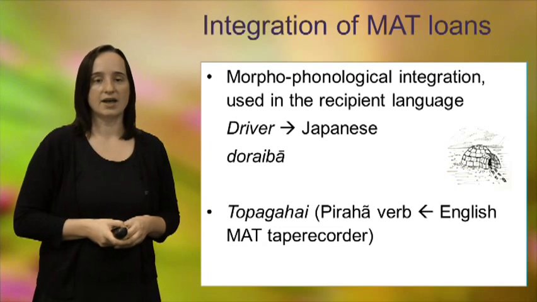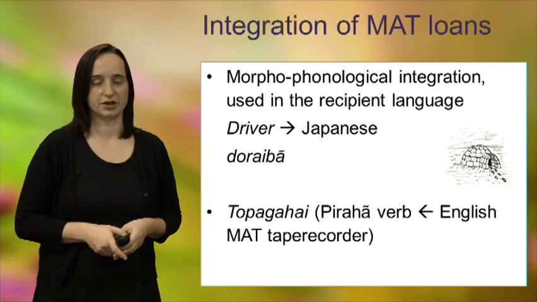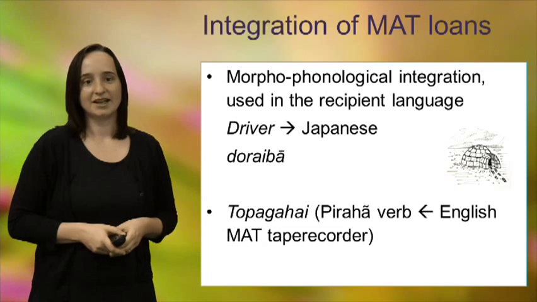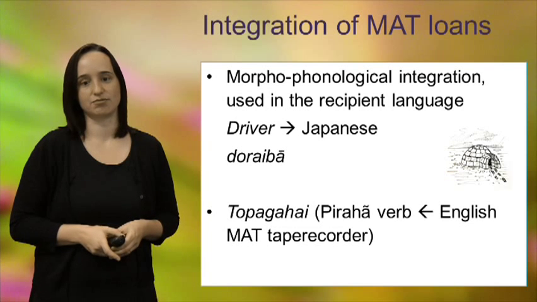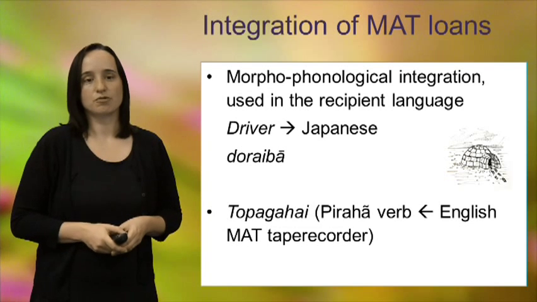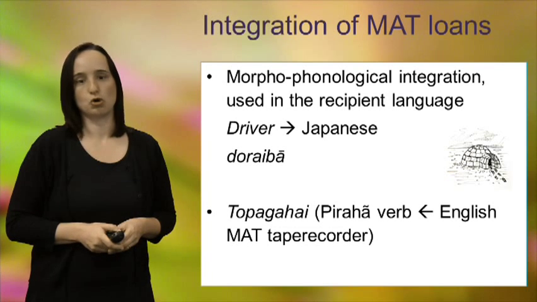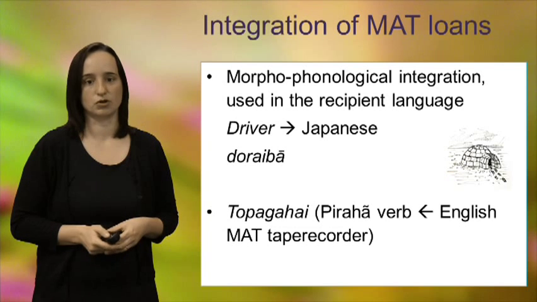So Piraha, an Amazonian language, has borrowed a word from English, namely tape recorder. But in Piraha, this word is topagahai. And when you first hear topagahai, you probably don't really recognize tape recorder in it. It's not just tape recorder anymore either. It can mean all things from camera to record somebody. It's actually a verb in Piraha rather than a noun like tape recorder in English.